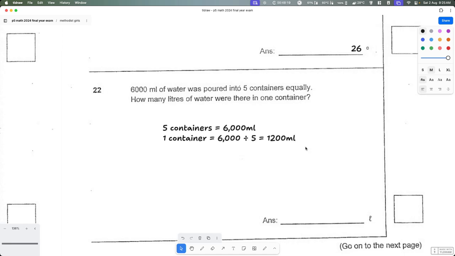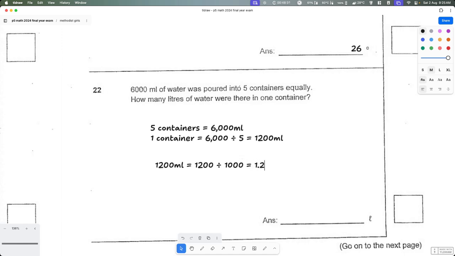Okay, so 60 divided by 5, right? So in this case, how many liters? So 1200 ml is equal to 1200 divided by 1,000, which is equal to 1.2 liters. And that's the answer. Okay, 1.2 liters. Alrighty. Okay, let's move on to the next question.